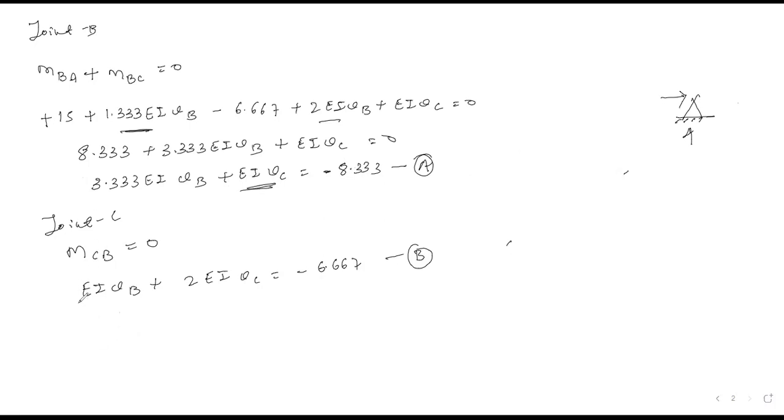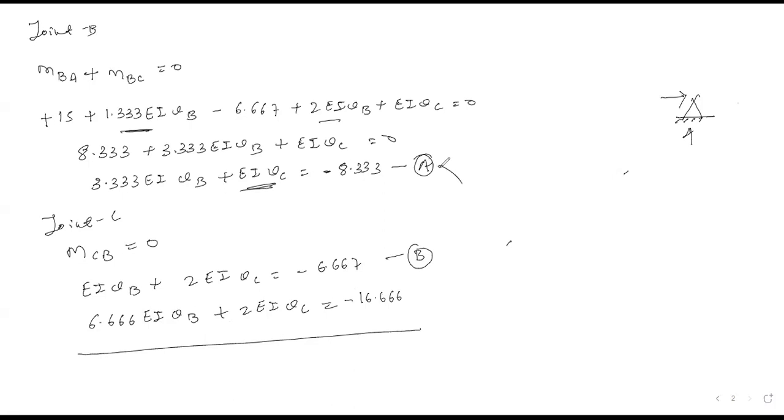So we will get 3 into 3.333, so that is 6.666 EI theta b plus twice EI theta c. That should be equal to 2 into 8.333 minus 16.666. Okay, just simplify with this.